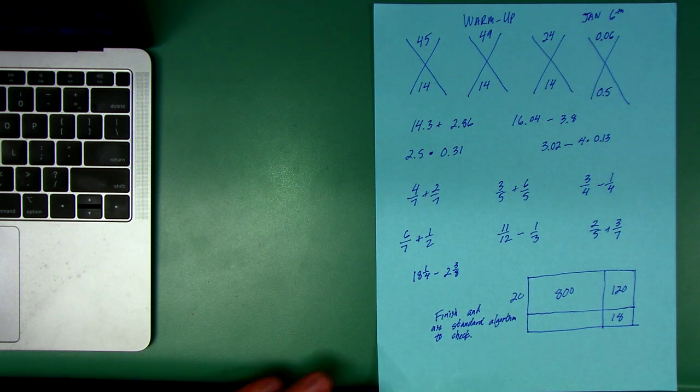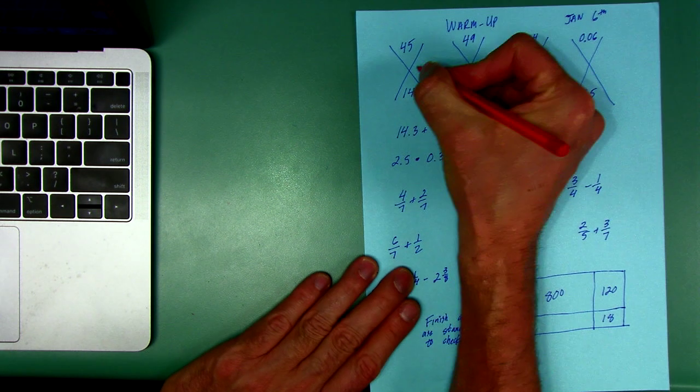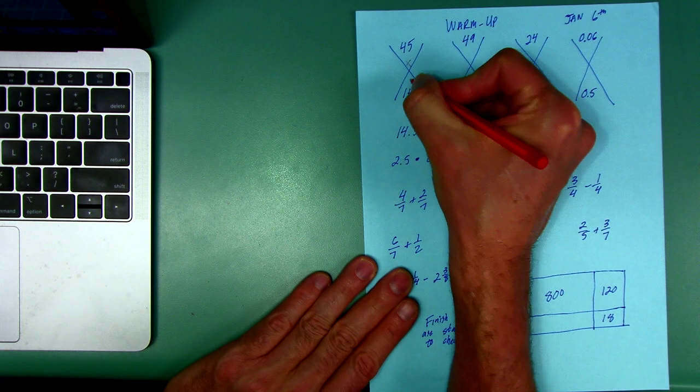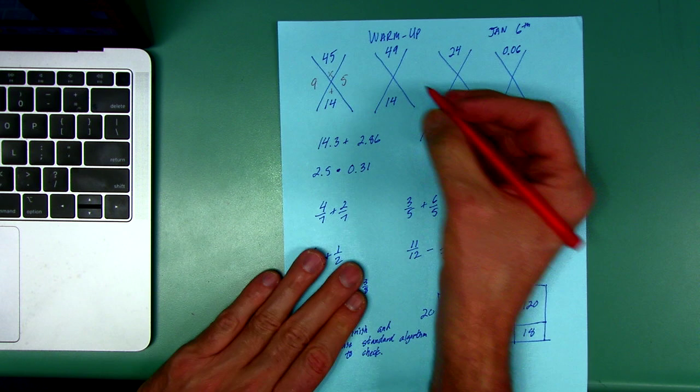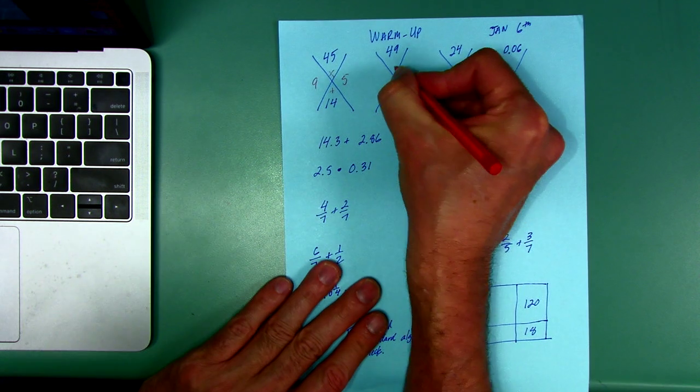All right, diamonds, 45 and 14. What two numbers have a product of 45 and a sum of 14? That's going to be 9 and 5 or 5 and 9. How about 49 and 14?